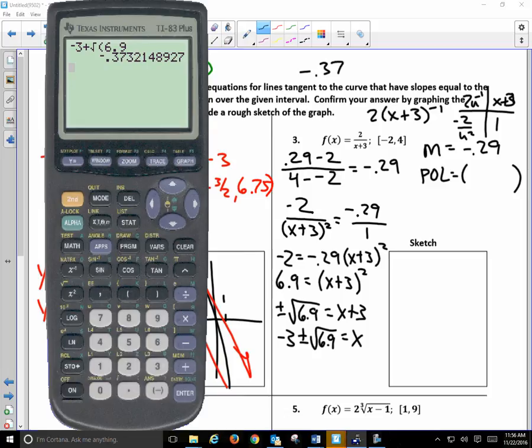Is that in the interval? It is. Let's try the other one. -3 minus the square root of 6.9. And we get -5.6. Is that in the interval? No, so we don't need to do that one. We just need to do the -0.37. In order to generate the y value, we plug it back into the original function. -0.76.